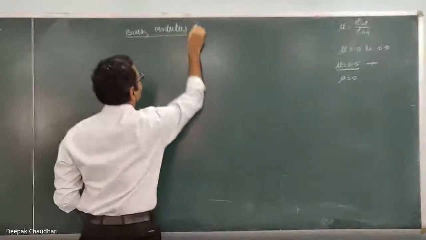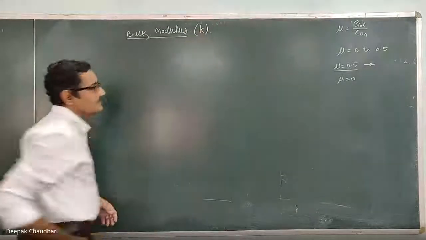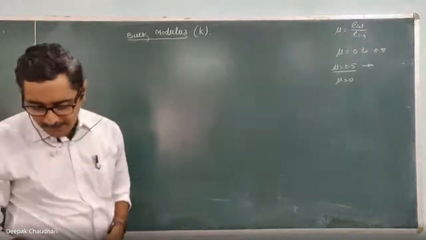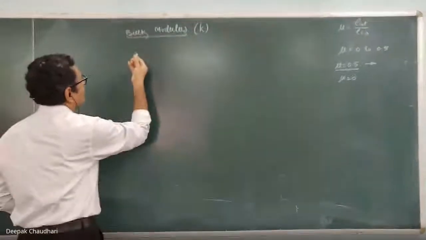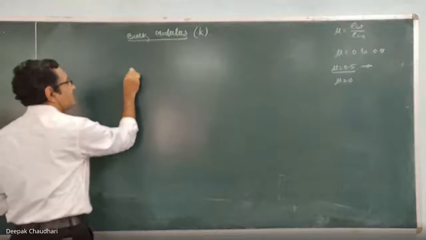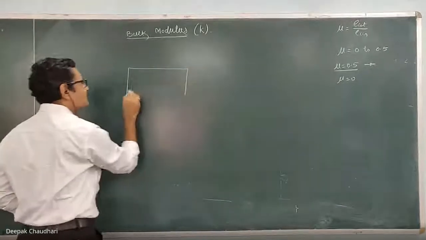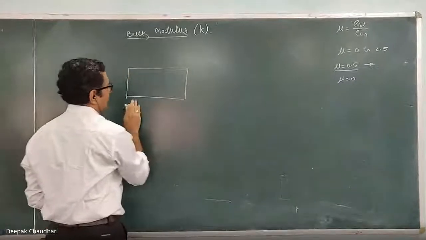Bulk modulus is denoted by K. Now what is this bulk modulus? How can we define the bulk modulus? Let me tell you, this bulk modulus is also related to the compressibility only.